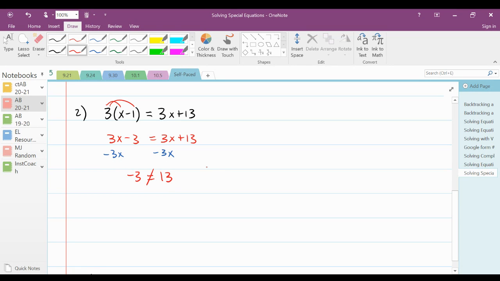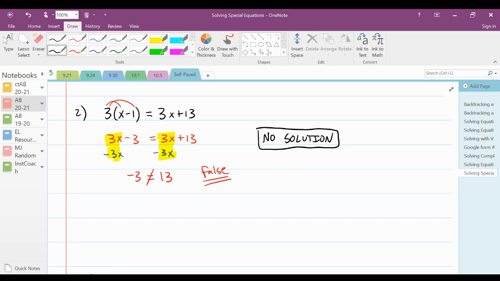Now this is a false statement. We know that negative 3 does not equal 13. So again, my variables dropped out from both sides, and I was left with something false. This means that no matter what I put in for x, it will never work. I'll never have a true equation. That tells me that my answer is that there really is no answer. No solution is the answer for this problem because there's no x value that makes this equation true.